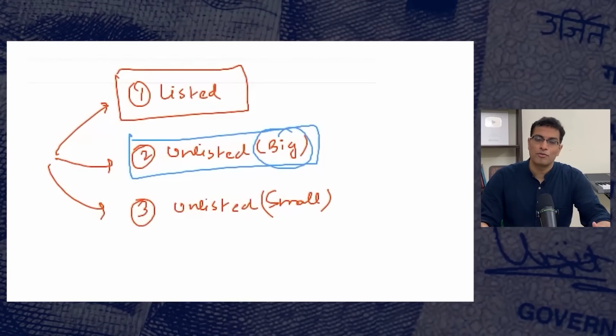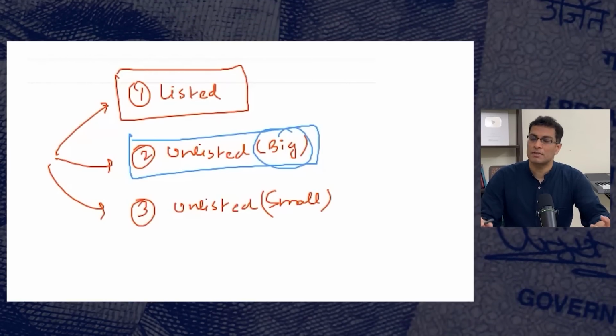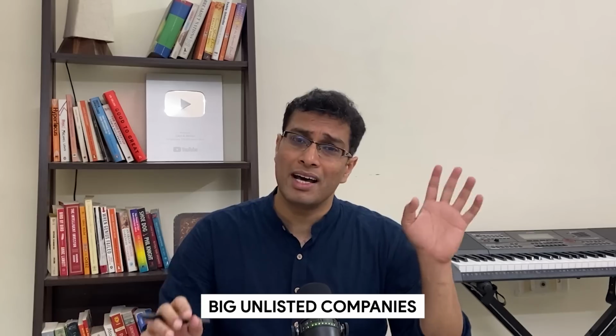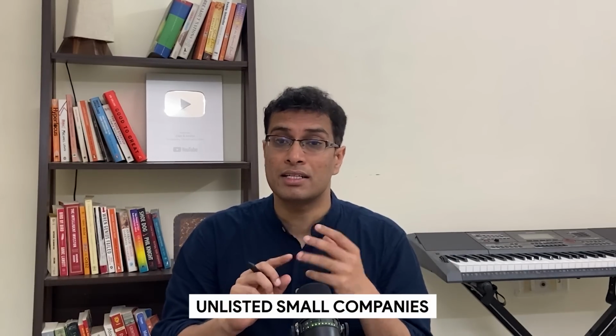Then comes the third layer, which are new age startups. These startups keep popping up here and there. They shut down also quite fast. So in summary, there are three investment options that you can look at. Number one, listed companies. Number two, big unlisted companies. How you can go there, I will talk about that. And third would be unlisted small companies.